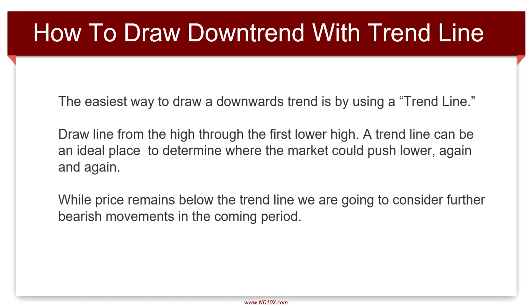The easiest way to draw a downwards trend is by using a trend line. Draw a line from the high through the first lower high. A trend line can be an ideal place to determine where the market could push lower again and again. While price remains below the trend line, we are going to consider further bearish movements in the coming period.